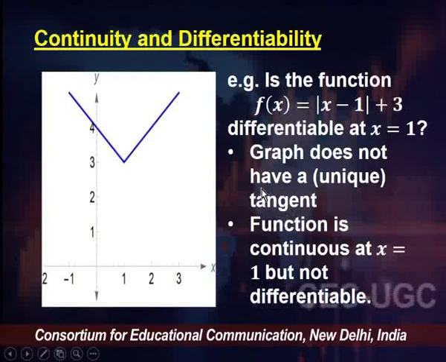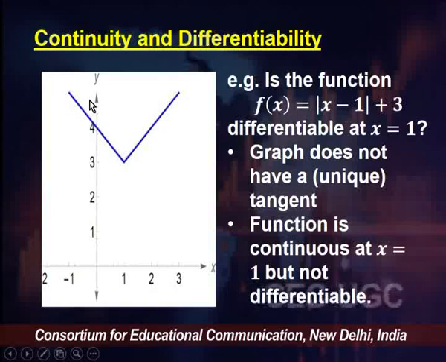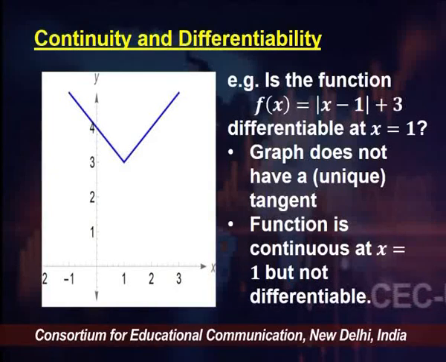Here, if I want to explore whether the function is differentiable at x equal to 1, first of all, we can take a visual look at this particular graph. This is a V-shaped graph, and here again you can see that you have this kink or a corner which I talked about in the first part of the lecture. So the graph here again does not have a unique tangent. The function is continuous because there are no breaks in the graph, but at x equal to 1 the function is not differentiable. Let's mathematically prove this.